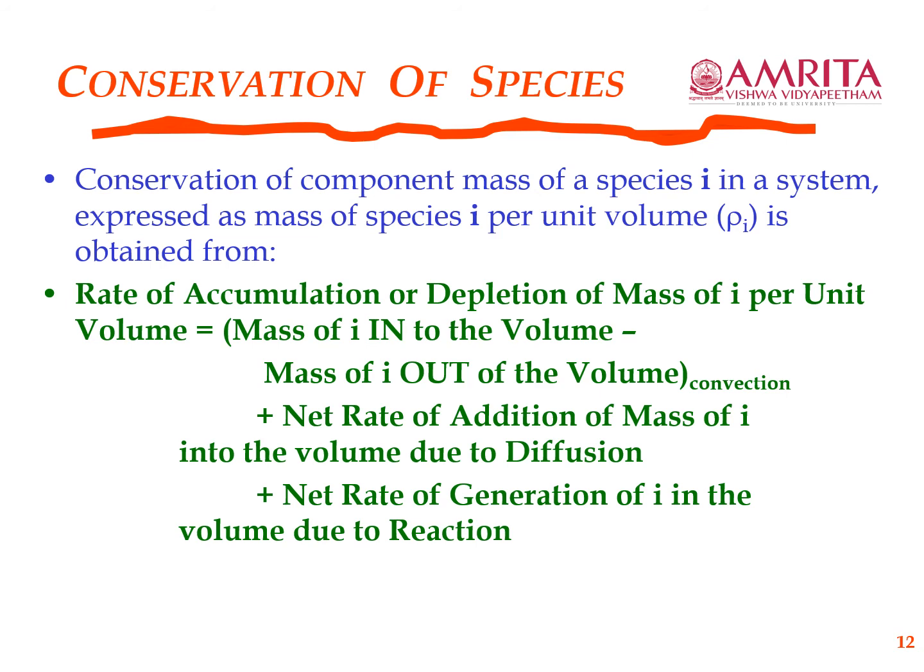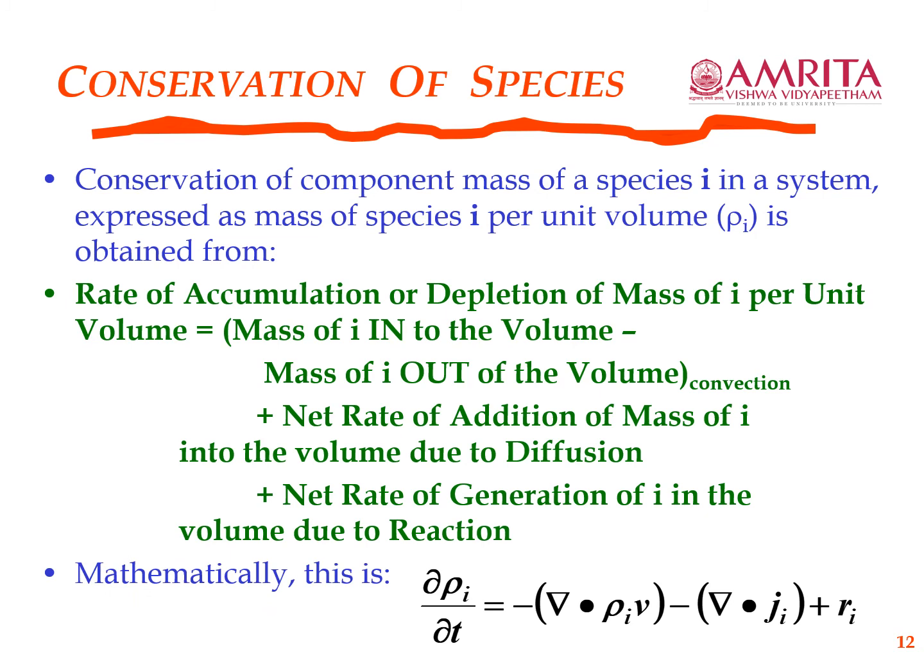That is the next term that gets added. Now mathematically this is expressed as, so on the left hand side again you have basically the rate of accumulation or depletion of mass of that particular species I, given by dou by dou t, the time rate of change of rho I. And then one is the convective term, which is del dot rho I V. The second is the diffusion term, which is del dot J I.